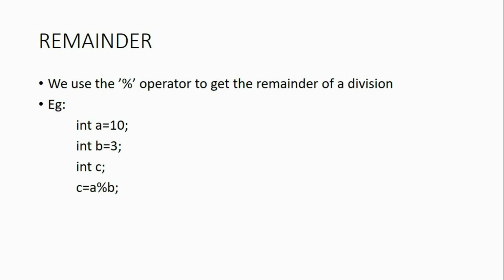Next one is a very important one. It's the remainder of a division. We use the percentage operator or percentage symbol, also known as the modulus operator. So we have a is equal to 10, b is equal to 3. Now c is equal to a percentage b. That means it does the division a by b, so that's 10 by 3. The remainder of 10 by 3 is 1, so c will become 1. That's how the percentage operator works. That's how we get the remainder of a division. This is very important for programs like palindrome and stuff, which we will see.